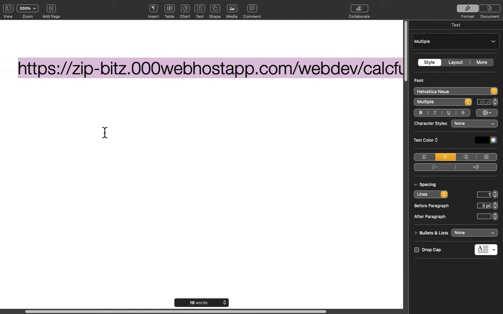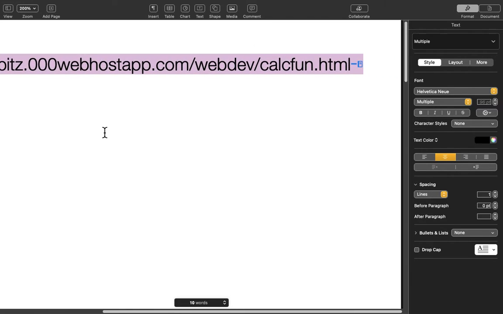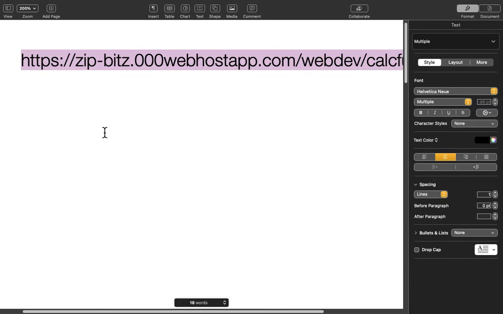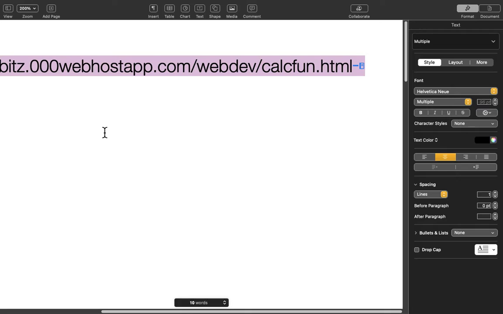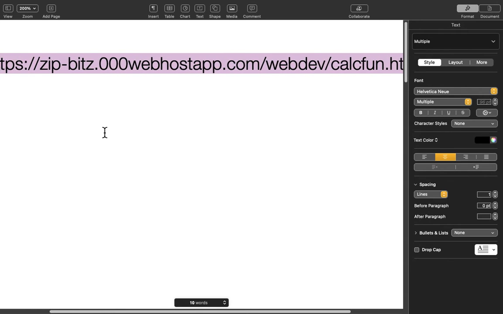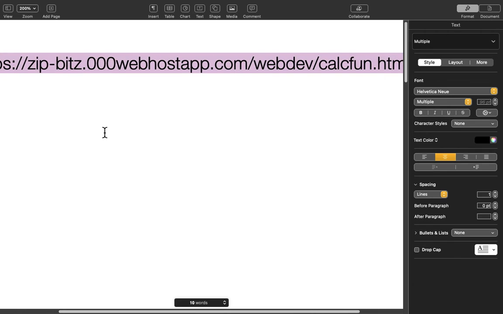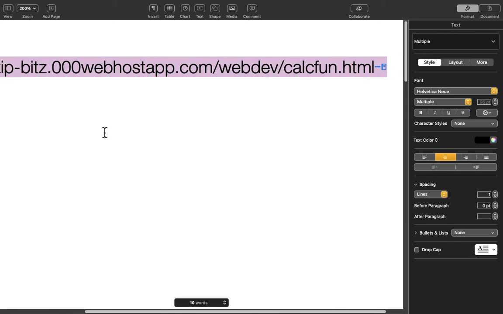So if you want to play with my little CalcFun calculator, here it is. It gives you exact answers in fractional form that you can't get in decimal form as a decimal point with digits following it. So, zip-bits.000webhostapp.com, web development, calcfun.html.